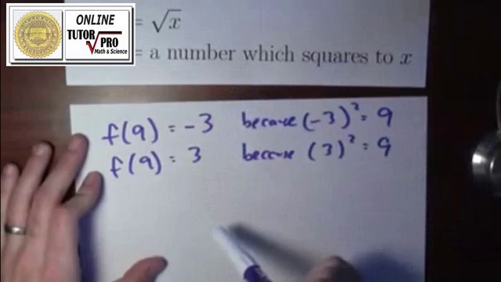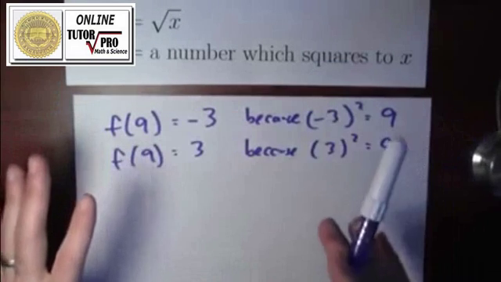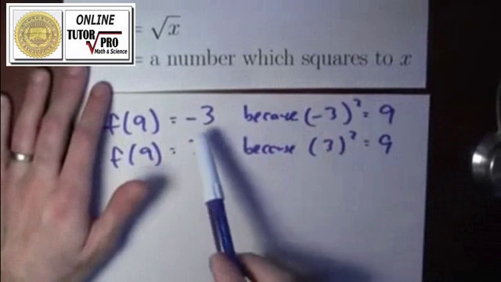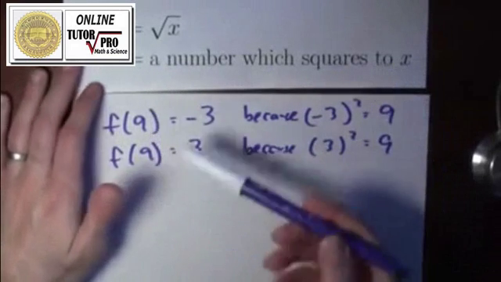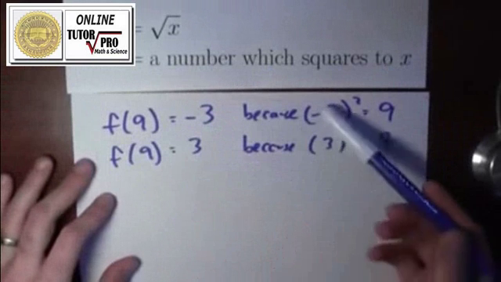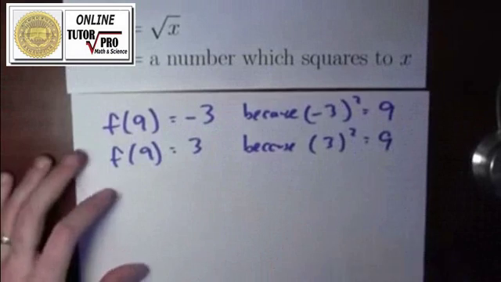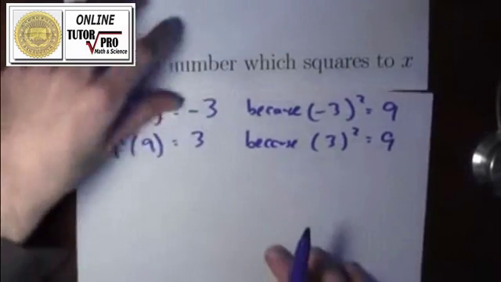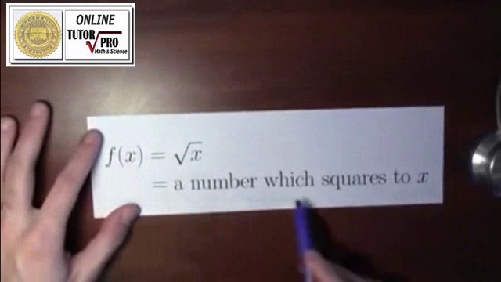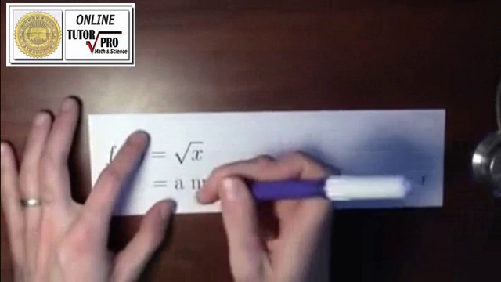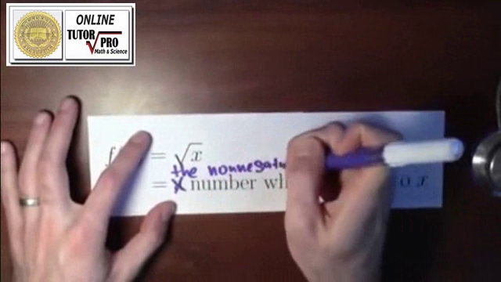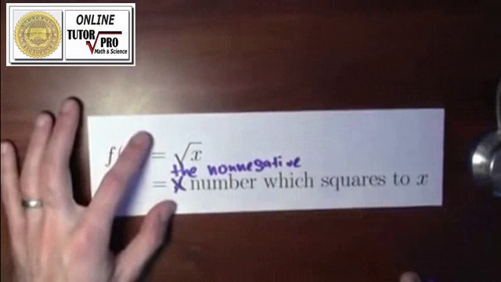This is bad, right? A function's supposed to be unambiguous. It's supposed to have one output for each input. If you take this as the definition of the square root function, just any number which squares to x, you've introduced some ambiguity. What's the square root of 9? Is it minus 3 or is it positive 3? Both of those numbers square to 9. So this is bad. The solution is to change the definition. Instead of having the square root function be just a number which squares to x, you're going to have it be the non-negative number which squares to x.